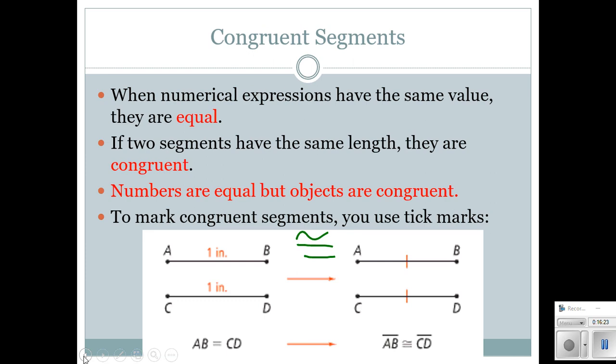So again, numbers are equal. Look at this. Objects are congruent. These represent the objects, okay? So look at the difference. Numbers, objects. That's the difference between them.